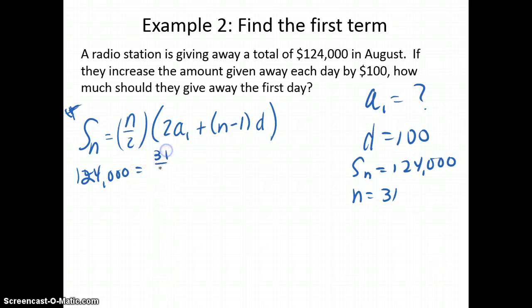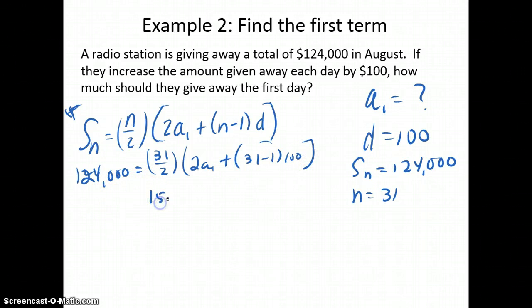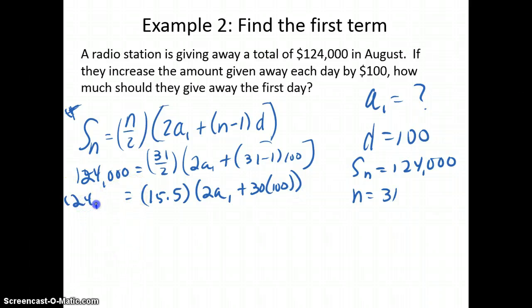So we have 31 over 2, and then within this big parenthesis, we can make it even a bracket if we'd like. We have 2 times a sub 1, which is what we're going to end up solving for, plus 31 minus 1 times that common difference. And now we just have to do some simplifying. So we get 15.5 here. It's 2 times a sub 1 plus 30 times 100. And that equals 124,000.